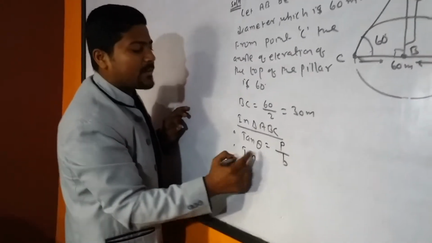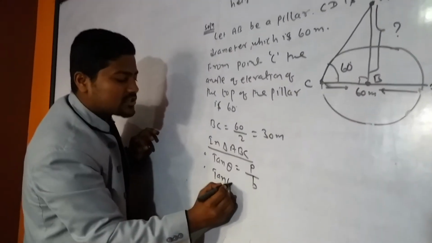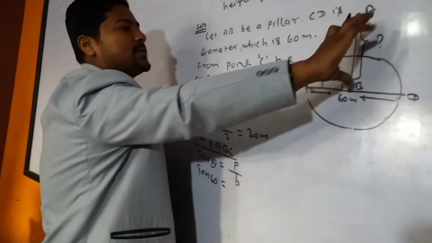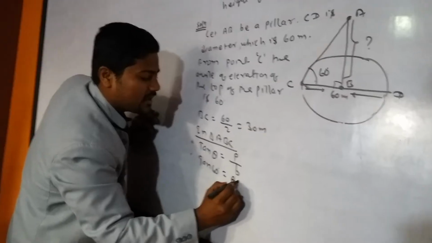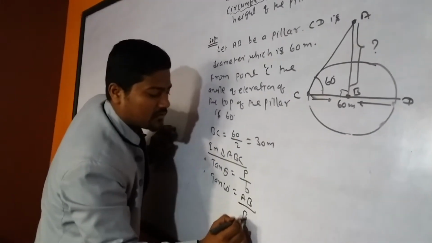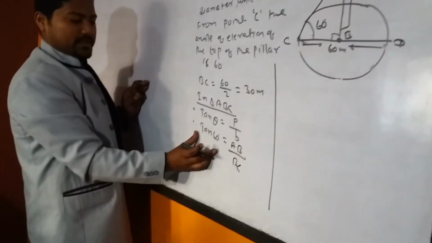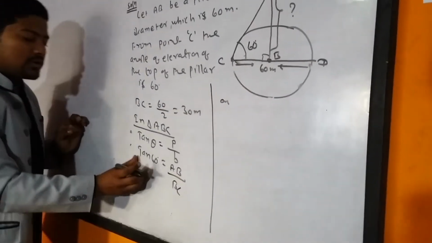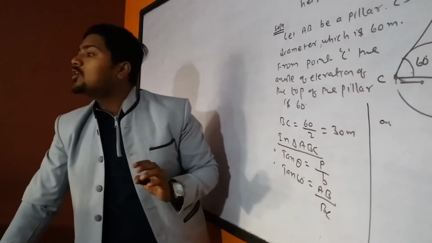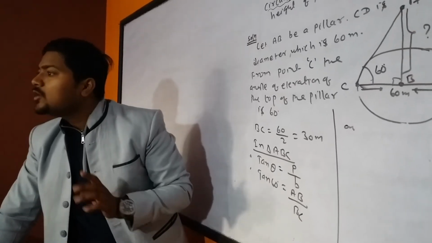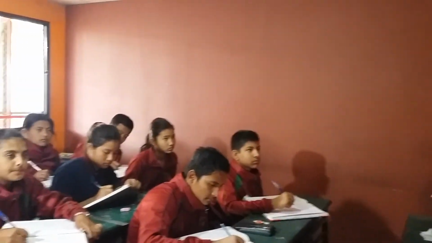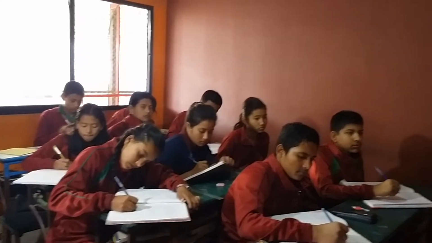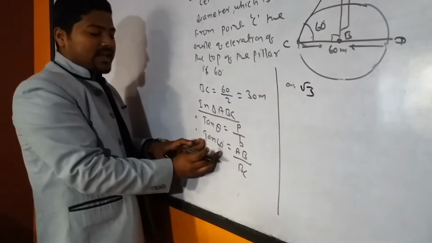Tan theta value is already given. Theta is 60 degree. And P, the perpendicular, is AB, and B, the base, is BC. So tan 60 degree value is root 3. If you don't know, then we have the calculator: press tan 60, whatever value comes is right. Better to remember, but if I don't know, then use the calculator. Tan 60 degree value is root 3. That's why in the place of tan 60, root 3.